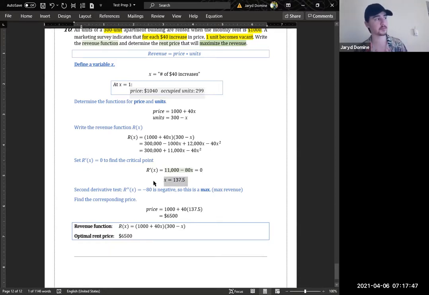Now we have to show it's a maximum, so we're going to do the second derivative test again. All we do is take one more derivative, and we get minus 80. This means the function is curving downwards here, and so the critical point that we have is going to be on top. It's going to be a maximum. The second derivative is negative, that means this is a maximum, and that's the second derivative test.